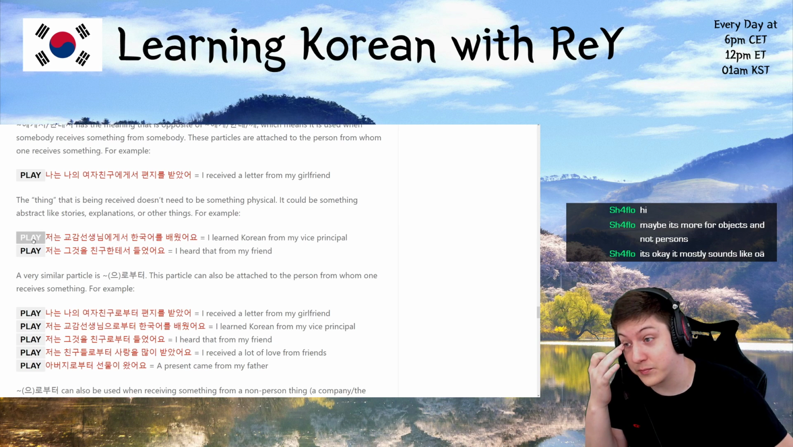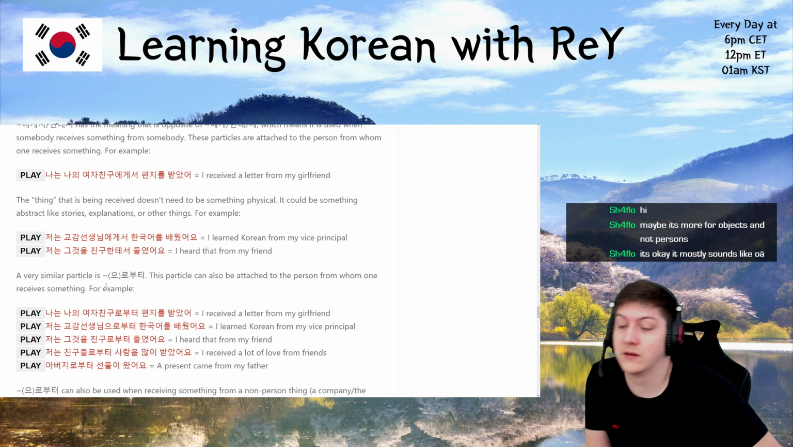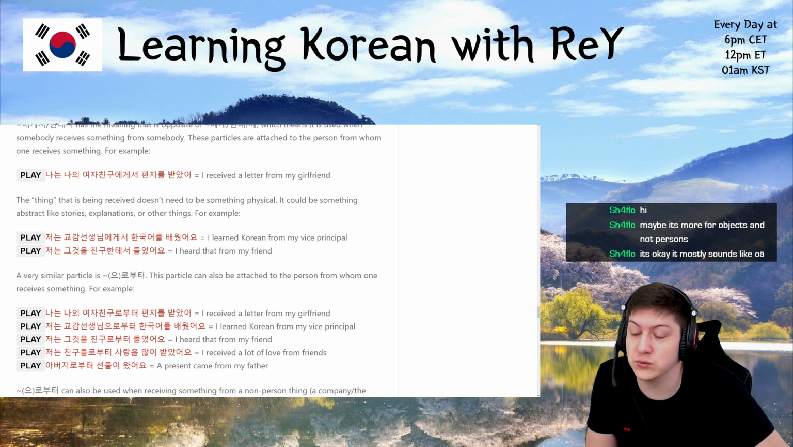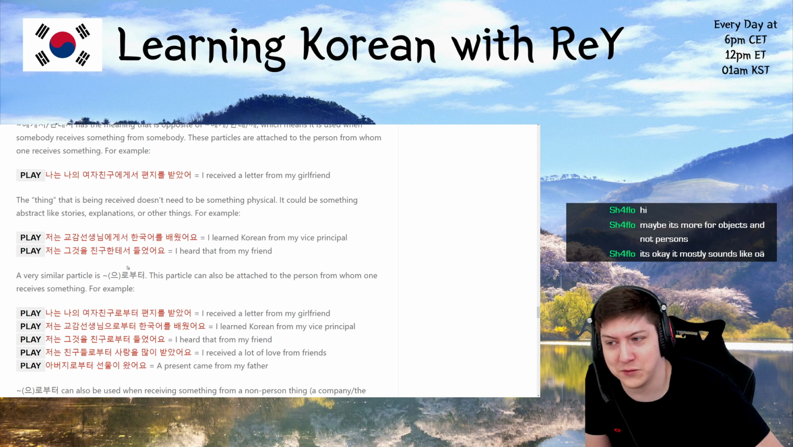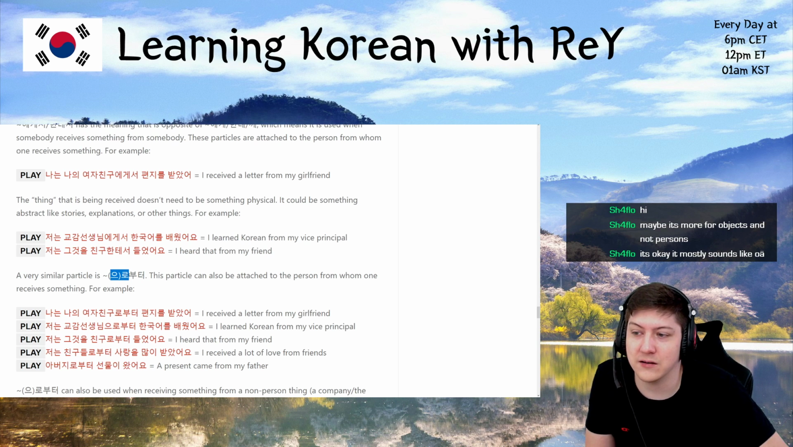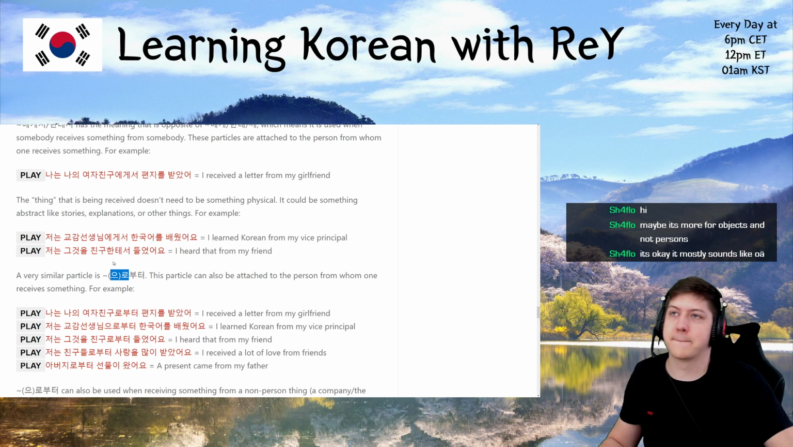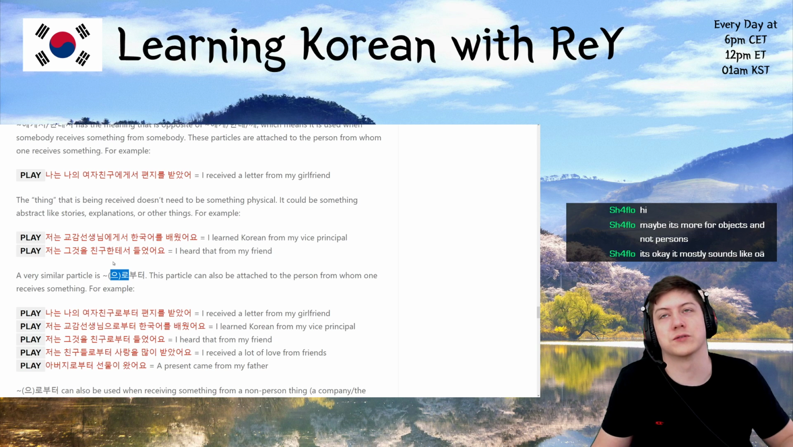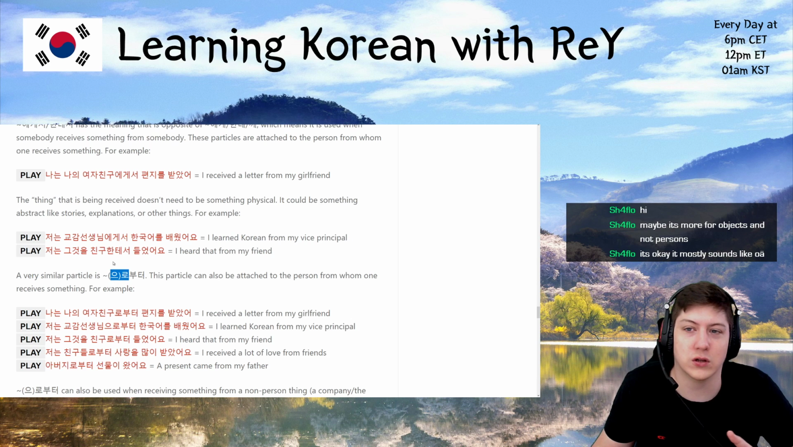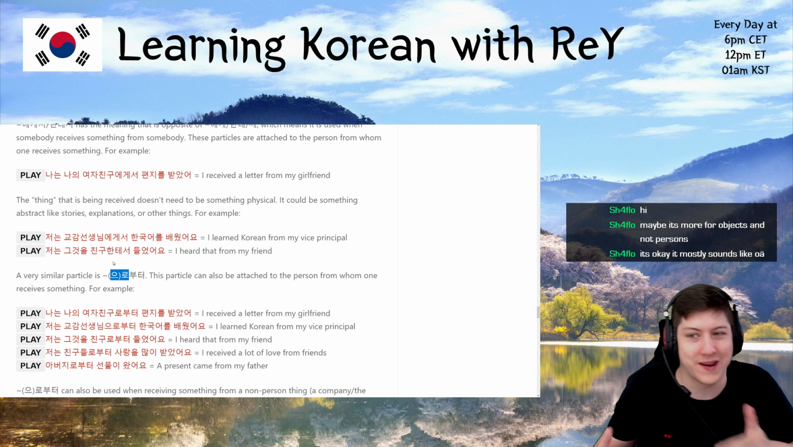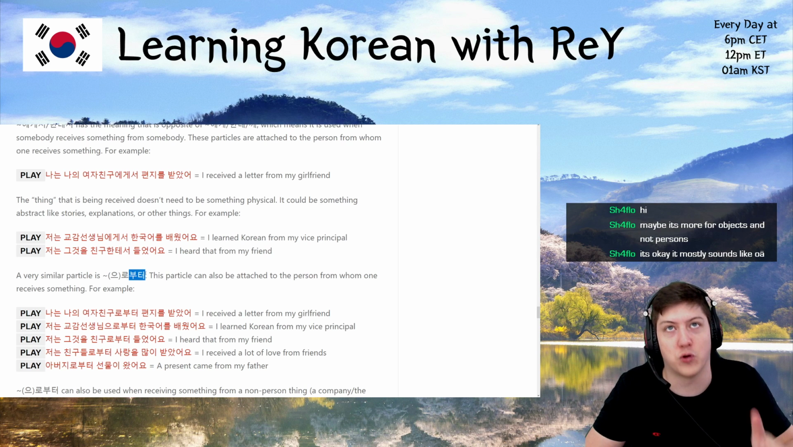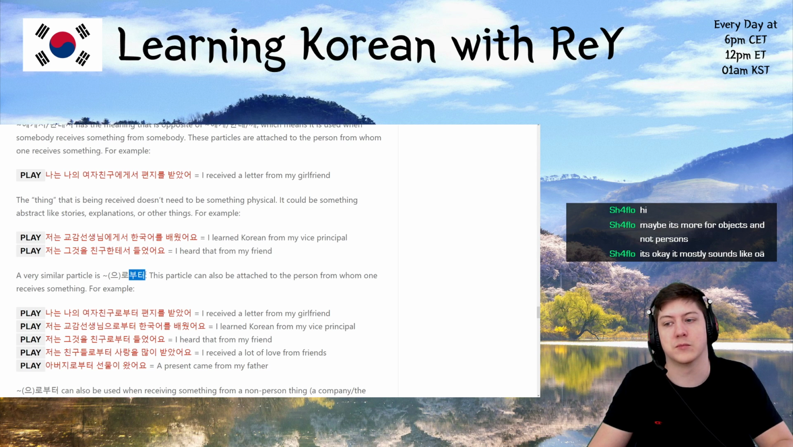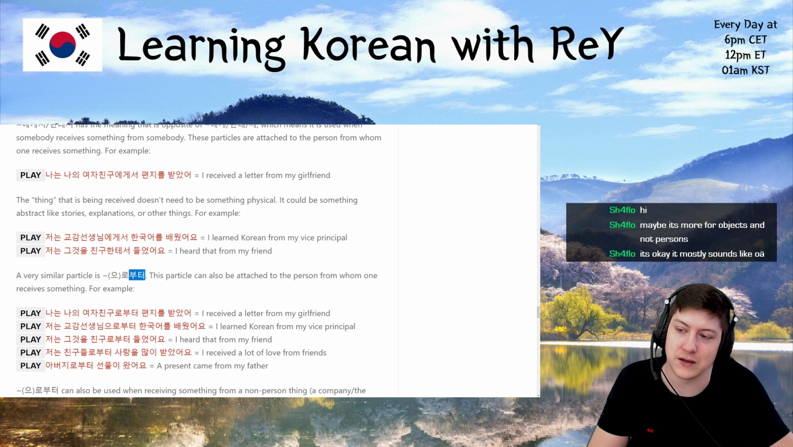A very similar particle is 으로부터. So this is actually quite weird because it combines two different particles that we have learned before. This 으로 is for when you want to describe with what tool or what method, in what way something is being done. And this one is from, used for time, most of the, or a specific place.